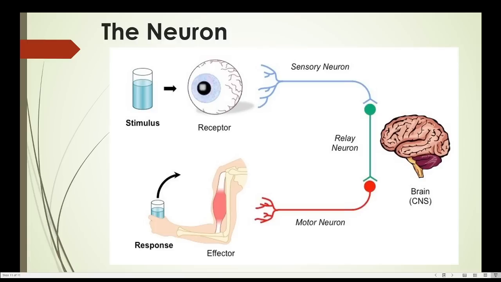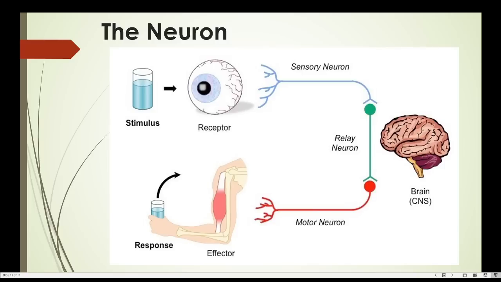Kasi nga, itong mga information na to, they transfer in the form of signals, electrical signals. So, mabilis lang talaga yan. In a split second, nakakaisip ka na agad ng response sa isang stimulus. However, of course, the response will be different from one person to another. Kasi nga, syempre, we have different brains, we have different nervous systems.